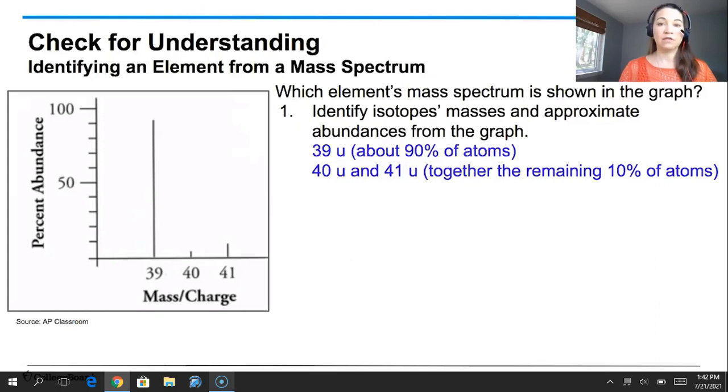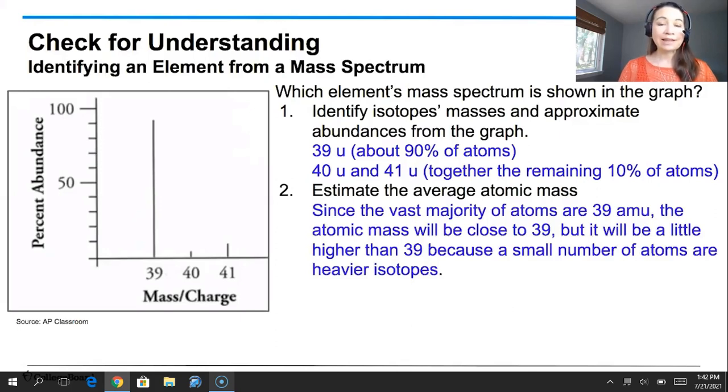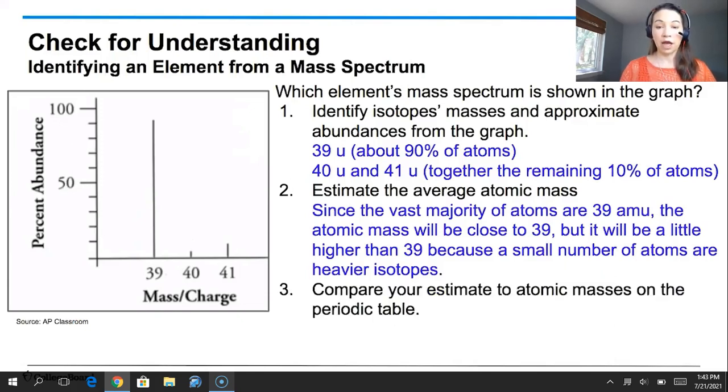So what does that mean for the average? Well, the average is probably going to be a little bit more than 39 because most of the atoms are 39, and then we have a few atoms that are a little bit heavier. So I would estimate the atomic mass as being a little bit over 39. So I'm going to head over to my periodic table and see where that gets me in terms of identifying an element. A little bit bigger than 39.